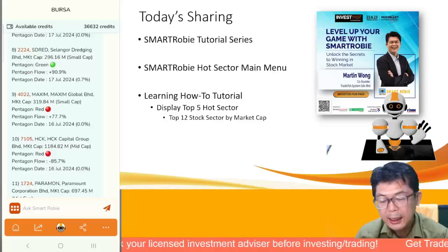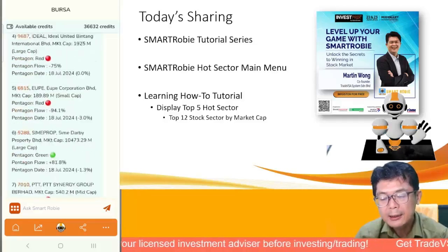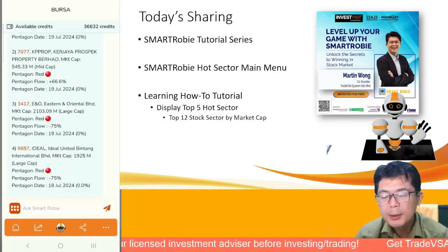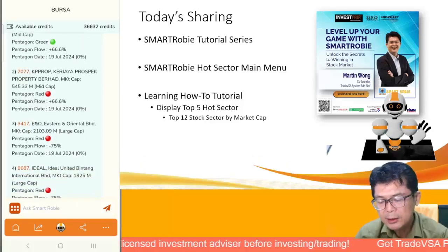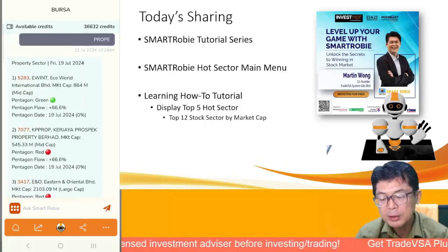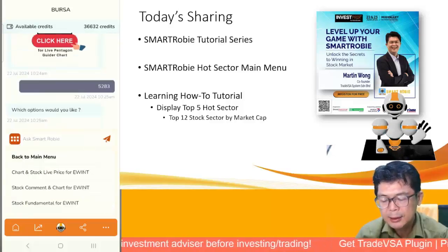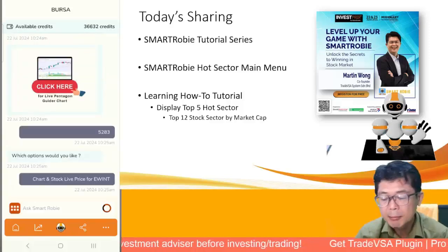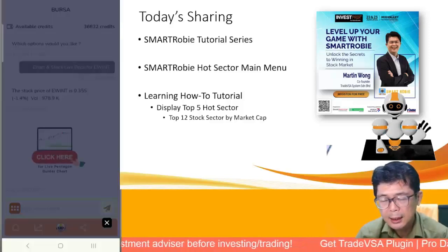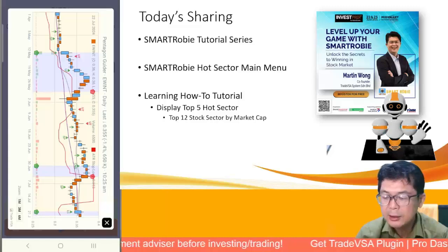Back to the same list that I have here. So again, it's going to be a beauty contest. Many of these are already red pentagon. So this is the one that you want to see. Green, 5283, Eco World International Market. That one's still green, and maybe that may be a good chart setup that you can go in.